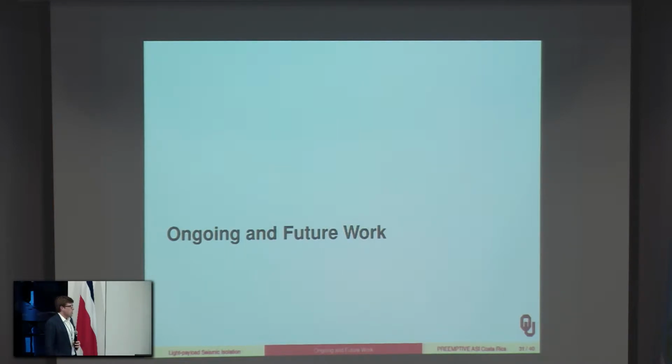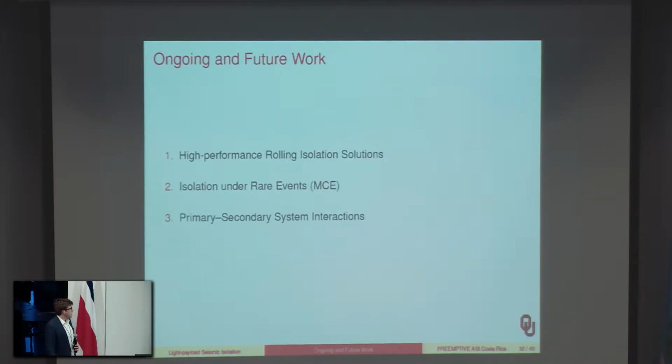And now I just want to talk about some ongoing and future work on the same topic. So sort of the fields that we're moving into is looking at high-performance solutions, focusing on these rolling-type systems, isolation under rare events. So I think we're pretty good under DVE-level events. But again, for an MCE-level event, we need to make sure that all of our systems are functional, which currently our displacement capacities aren't sufficient. And then finally, looking at the primary system, so the building structure that's housing this equipment and the isolation system itself, how are they interacting? And can we actually engineer them to have synergistic interactions?